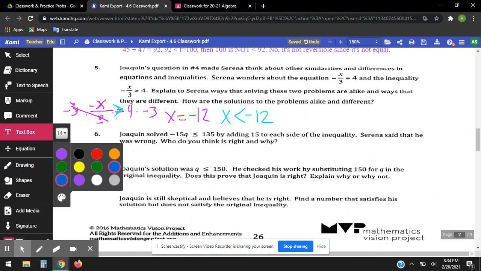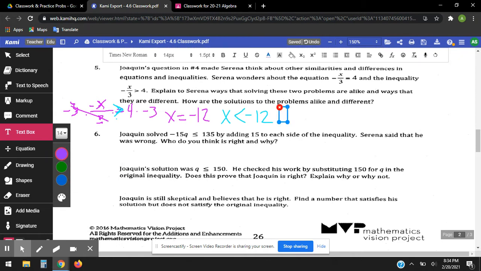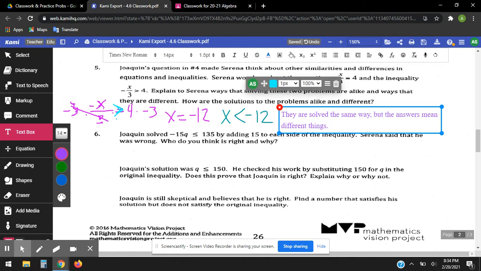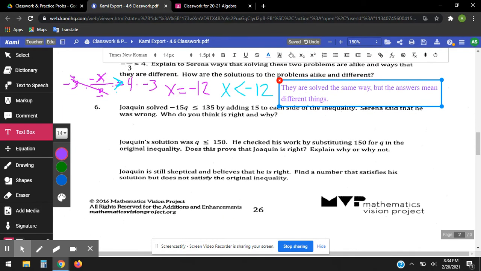So they are similar, they are solved the same way, but the answers mean different things. So the original one, x equals negative 12, there's only one solution. Here we have an infinite number of solutions because x is just less than negative 12. So one has one solution and the other has infinitely many solutions.